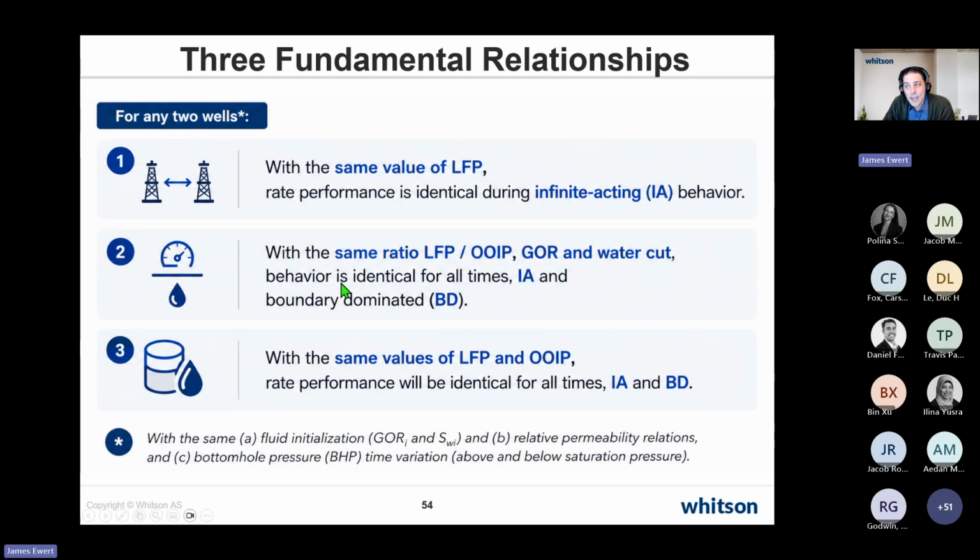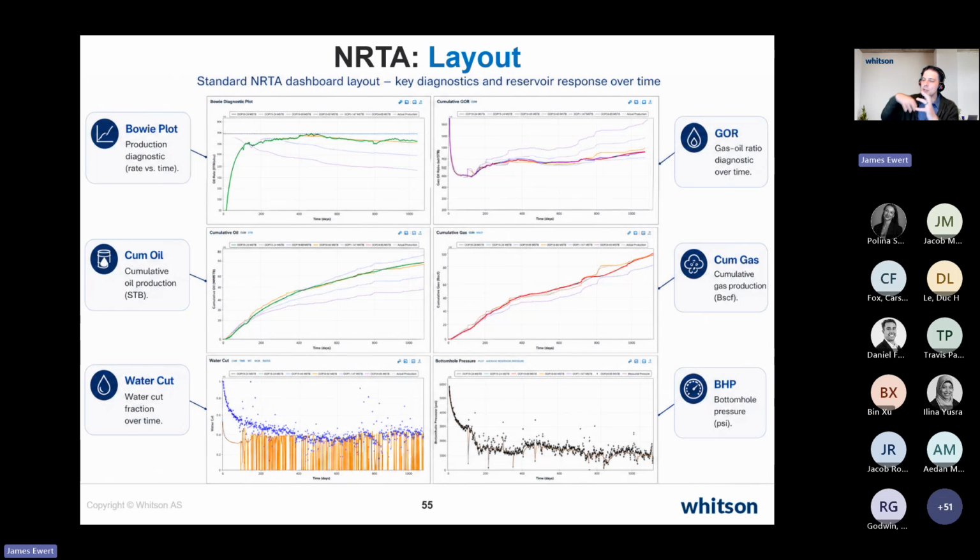This is the one that I had no idea about. If you have wells that have the same LFP and volume ratio, they're going to have the same behavior for GOR and water cut. And that's really the linchpin that makes numerical RTA work so well. Finally, the last one kind of makes sense as well. If we have the same productivity and same volume, and they're identical wells with the same fluid, being drawn down the same, their whole history will be exactly the same. Why is that important? Because the way numerical RTA works, you're going to run a numerical model in the background and tune that model to the actual data.